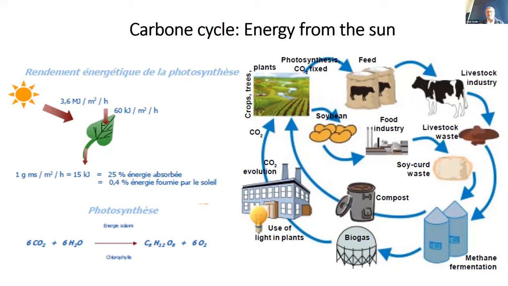And we can have, for example, several applications that I will show. Actually, this biogas resource is a kind of energy coming from the sun, because through photosynthesis, a part of the energy is stored in the biomass as chemical energy. And through the carbon cycle, it comes to several applications.